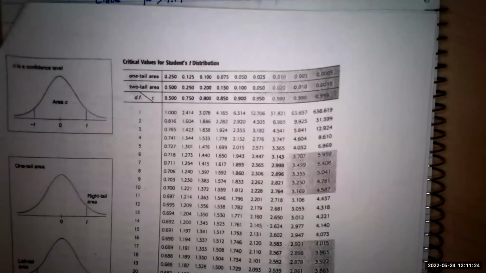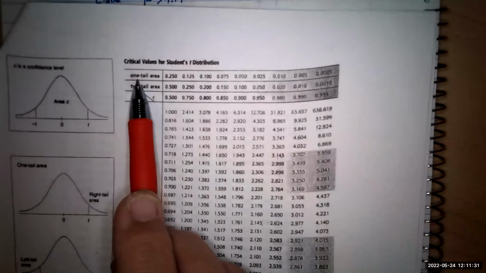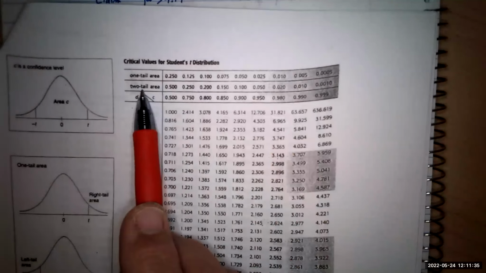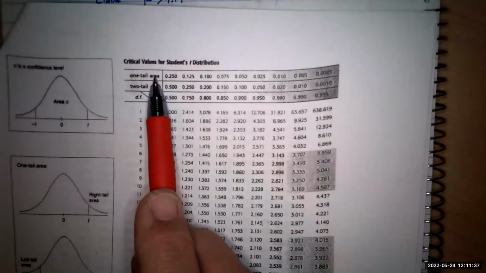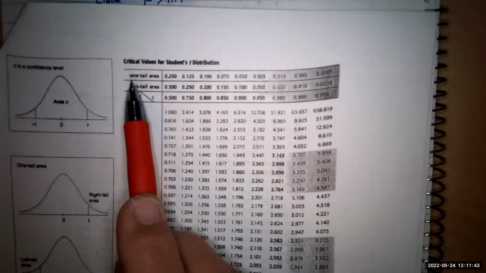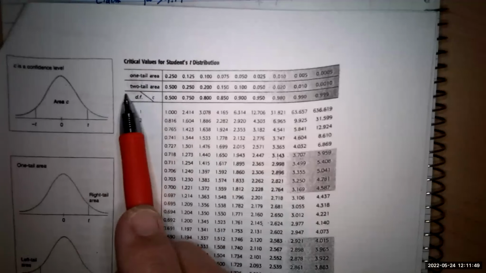We already used the T table to find the TC, but there are two more things here. You see, this is a one tail area, and that's a two tail area. These two are going to be used for the hypothesis test. In this case, we have a right tail test. If it's a right tail, it's going to be just one tail. Left tail, one tail. The two-sided one is the second one.